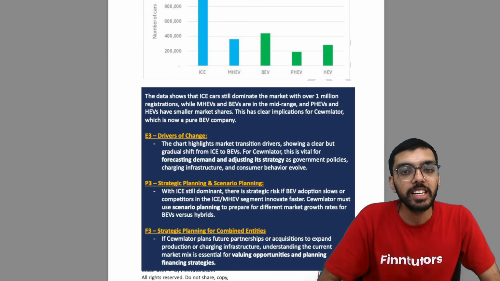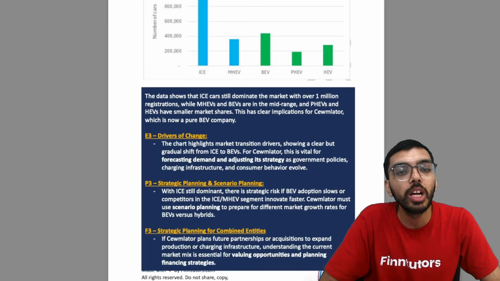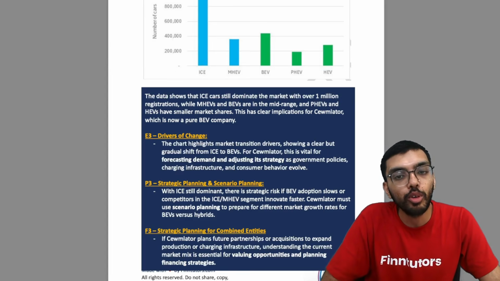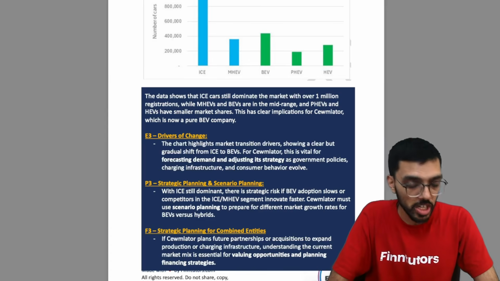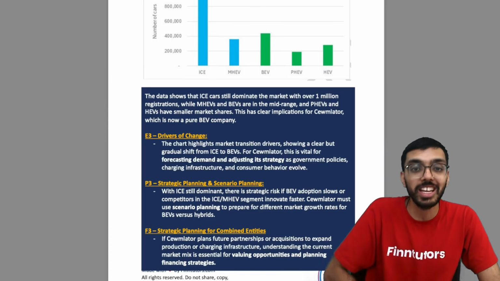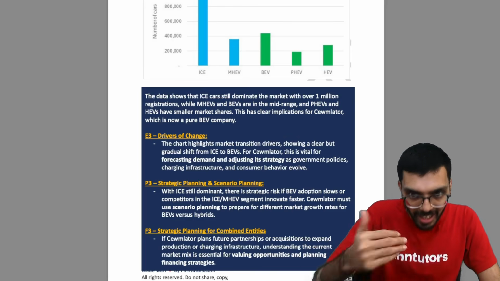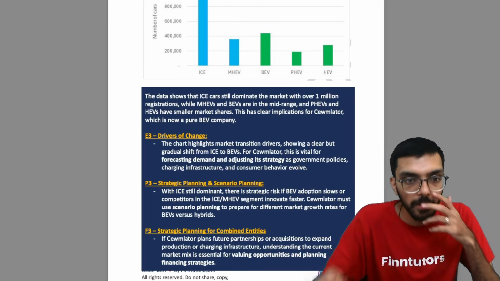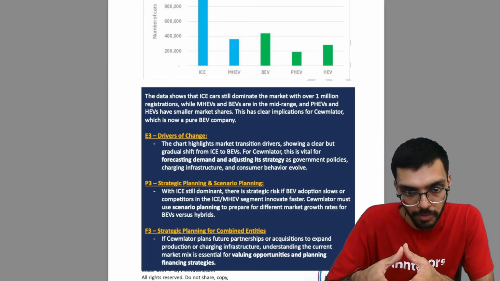Now this chart highlights market transition drivers, showing a clear but gradual shift from ICE to BEVs. For us, this is vital for forecasting demand and adjusting our strategy, because if government policies are changing and consumer preferences are changing, am I ready to serve them? Tomorrow if I get a big order, am I ready to actually deliver it? So those are the drivers of change which I need to be carefully aware of.